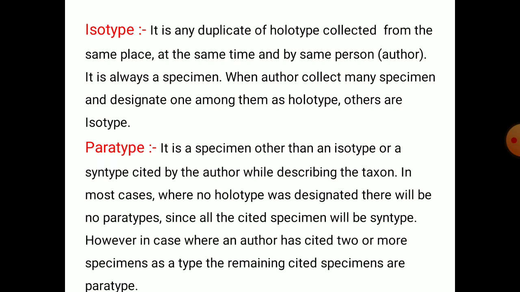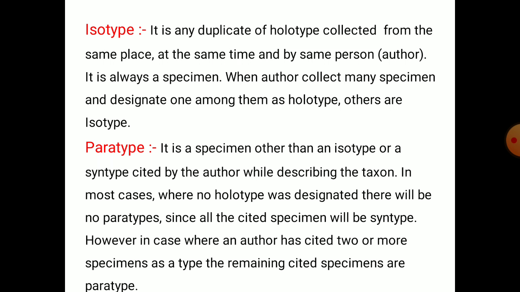Next, that is the paratype. It is the specimen other than the isotype or the syntype cited by the author while describing the taxon. It is the specimen other than the isotypes. It means similar to the isotype, but it is not an isotype. What are the isotypes? These isotypes are duplicates of the holotype.